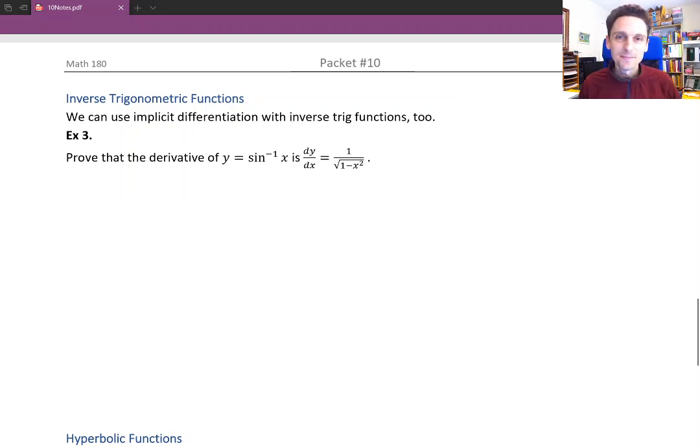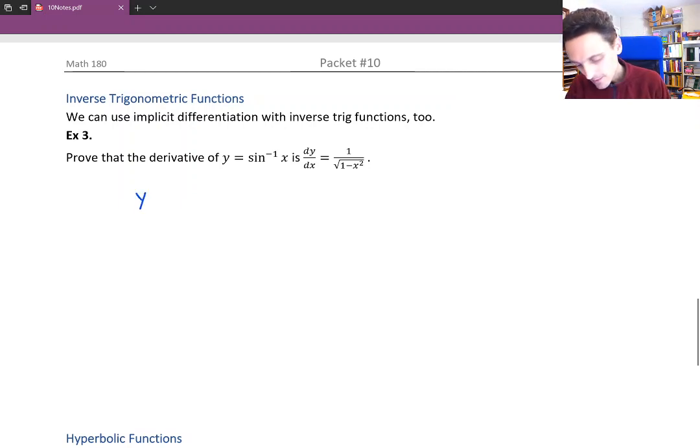Hello and welcome back. In this video we're going to prove the derivatives of inverse trig functions and hyperbolic functions. So let's start with example 3, where we're asked to prove the derivative of inverse sine is 1 over the square root of 1 minus x squared.